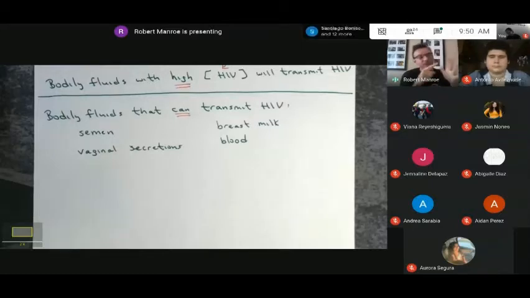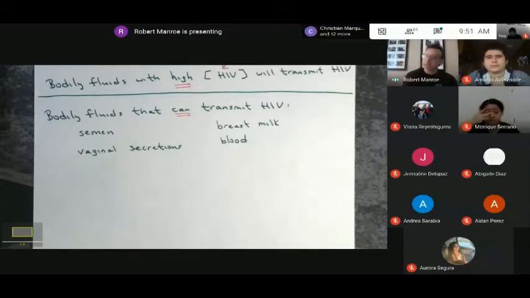Those five fluids, if someone is HIV positive, you can be exposed to those five fluids and you will not transmit or receive HIV in a high enough concentration to allow transmission. However, semen, vaginal secretions, breast milk, and blood do have a high enough viral concentration, if the individual is HIV positive, to allow transmission.